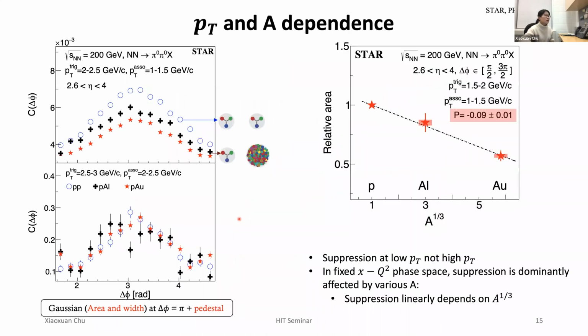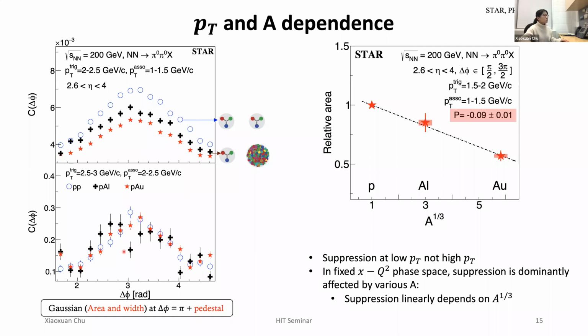And then finally we come to our data. First I want to show the pT and mass number A dependence of the back-to-back correlations for these two pi zeros. In the left side plot, this is the two pi zero correlation in 3 collision systems. The blue one is the pp collisions, black is the p-aluminum collisions, and red is the p-gold collisions. The upper panel represents a lower pT range that corresponds to a lower x and a lower Q squared regime. We can see clearly the strong suppression in pA collisions compared to pp collisions, and there is a larger suppression in p-gold compared to p-aluminum collisions. The bottom panel corresponds to a higher pT regime. Higher pT represents high x and high Q squared, which means it is far away from the saturation regime. And we see the measured back-to-back correlations are on top of each other for the 3 collision systems.